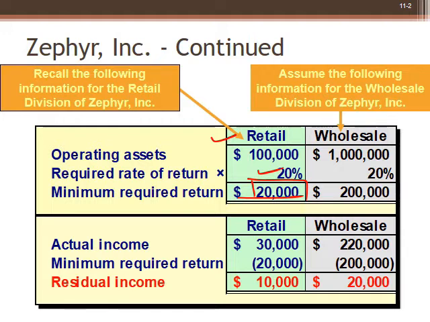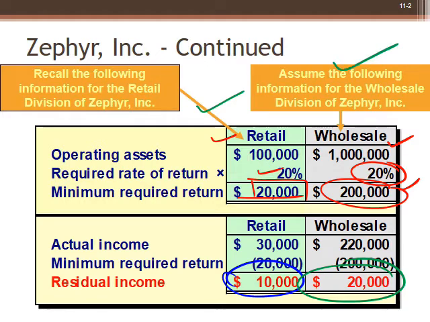And assume that the wholesale division of Zephyr has average operating assets of $1 million, and the required rate of return is 20%. So $200,000 is the required return on $1 million operating assets. How much residual income are they producing? The retail division is producing $10,000, and the wholesale division is producing $20,000, right? So the question is, which one do we prefer, whoever did well.